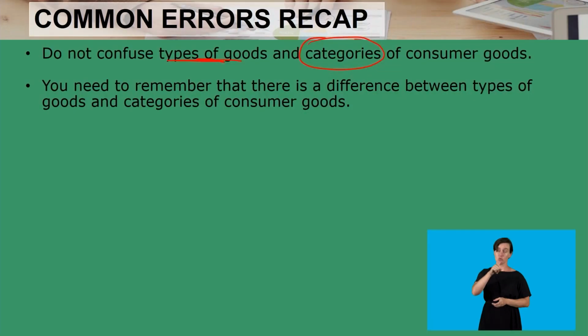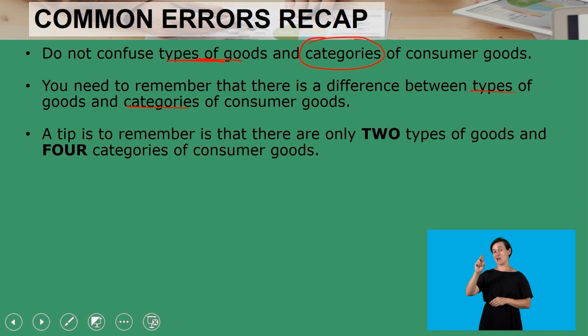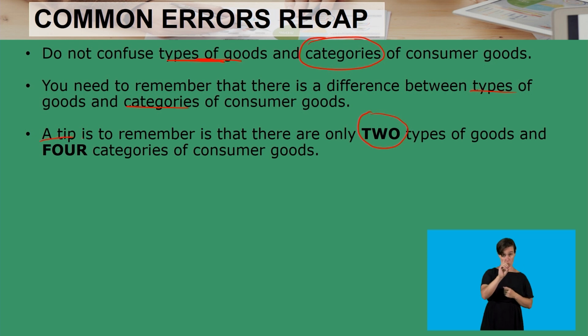Then you must know that there is a difference between categories and types. A tip is to remember that we only have two types of goods, as I have mentioned, and we have 4 categories of consumer goods. So bear this into consideration when you are looking at these differences.